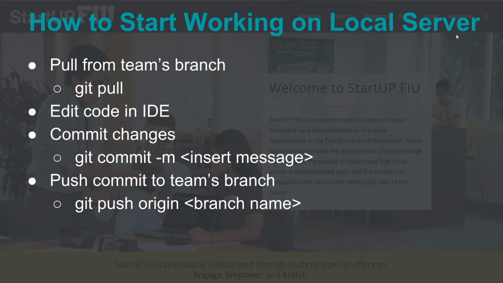Next, you can edit the code in any IDE. In this case, we are using WebStorm. And after you have edited the code, you must commit the changes. In order to do that, you go into the command line and you type in git commit -m, and then you have to insert a message. You have to insert a message in order for the commit to work. The commit will not work if you do not insert a message. After committing the changes, you have to push the commit to the team's branch. To do that, you type in git push origin followed by the branch name.